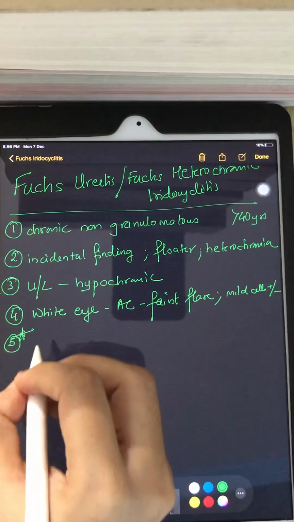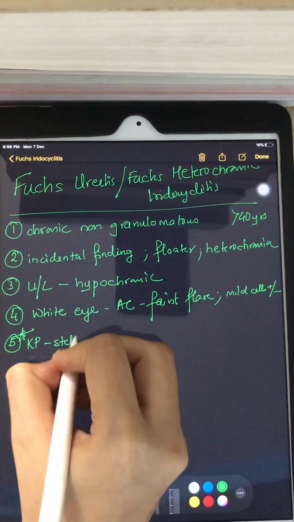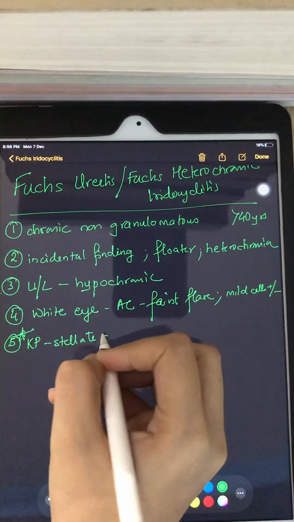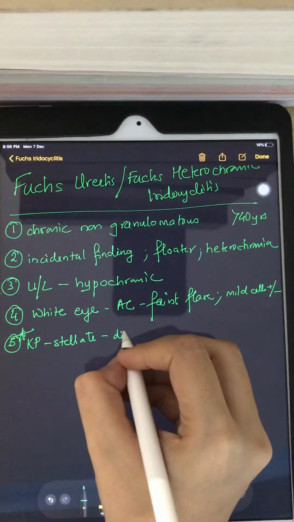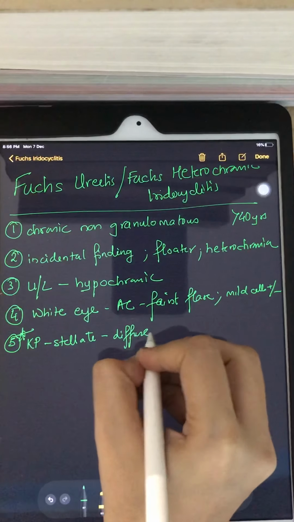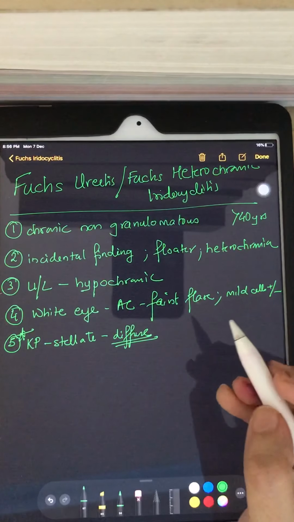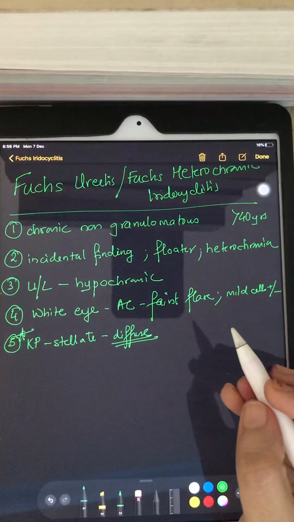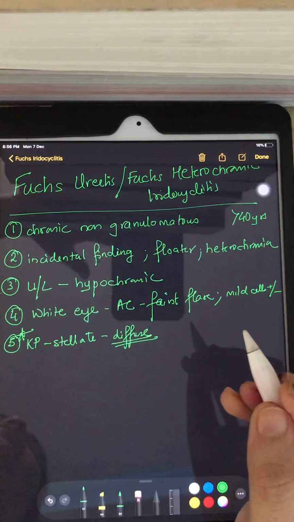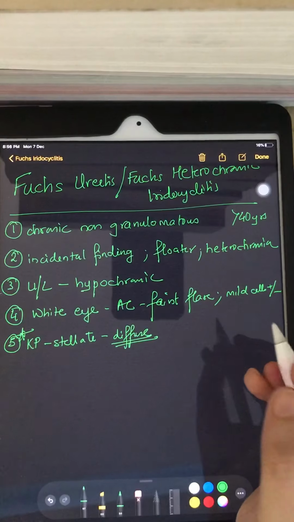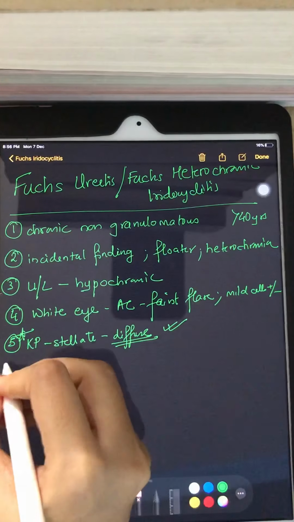This is going to be an important point, that is, the keratic precipitates are stellate in appearance. They are diffusely seen over the entire corneal endothelium, unlike most other anterior uveitis in which the precipitates occur predominantly in the lower half. But here we are seeing it diffusely overall. So that's the difference. That is very characteristic of Fuchs.